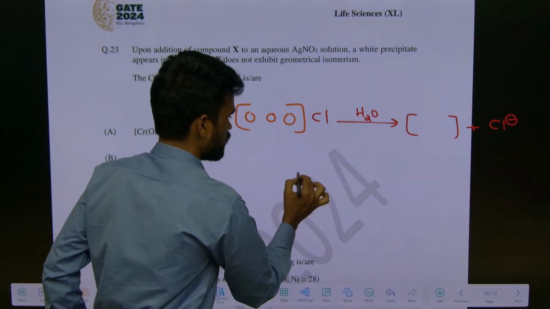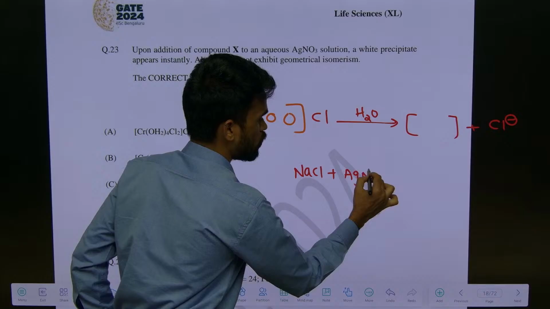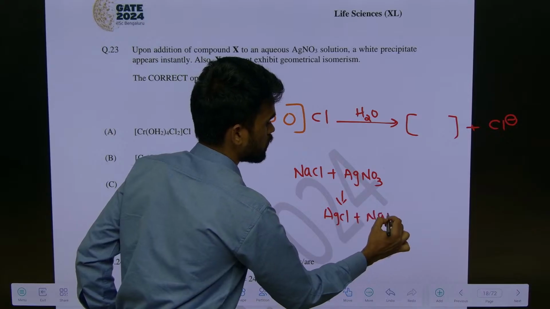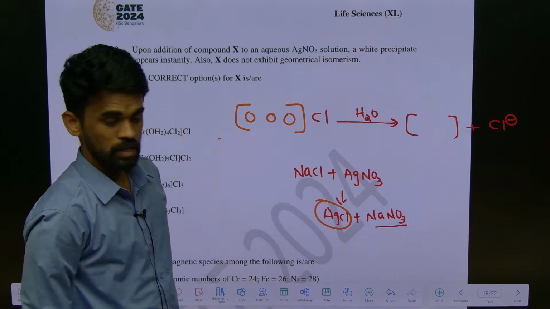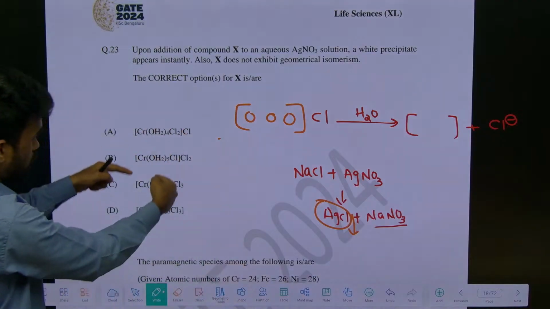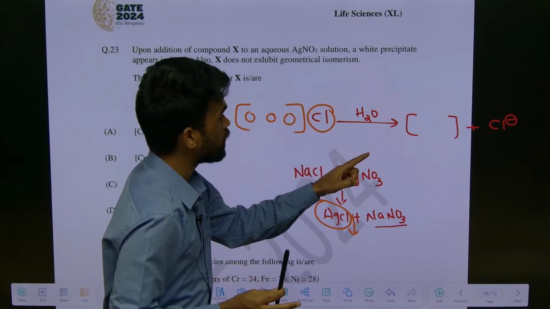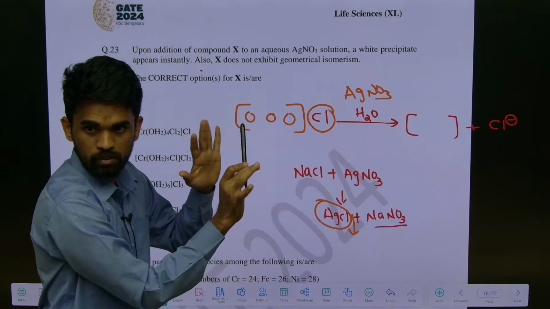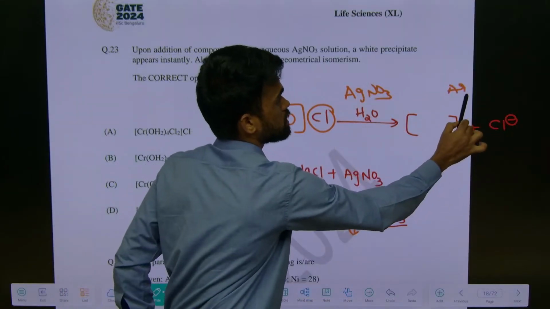So now, tell me, if I add NaCl plus AgNO3, what compound is formed? AgCl plus NaNO3. NaNO3 is an electrolyte, but AgCl is a white precipitate. That's it. I hope you got the concept of what they are asking. In these given complexes, if any chloride ion is present outside the coordination sphere, it will precipitate as AgCl upon treating with AgNO3. Chloride ions inside won't come out. If any are present outside, they come out and precipitate as AgCl.